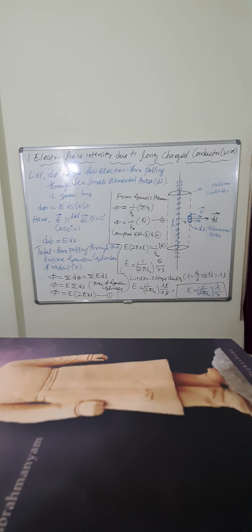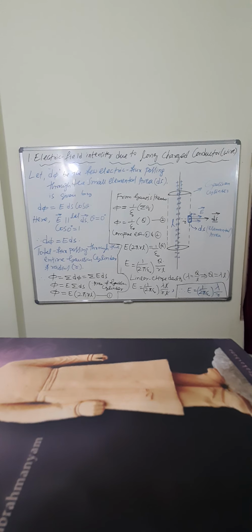Construct a Gaussian cylinder of length L. Consider a small elemental area ds. Area vector is ds vector. The blue lines are called electric field lines passing through the small elemental area ds. So now, what is the first step?